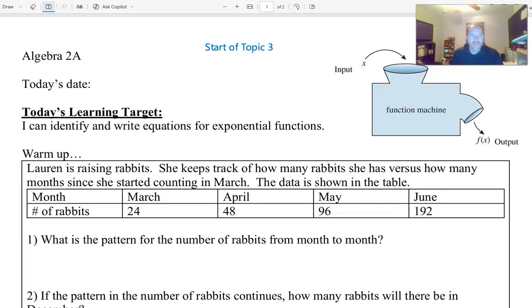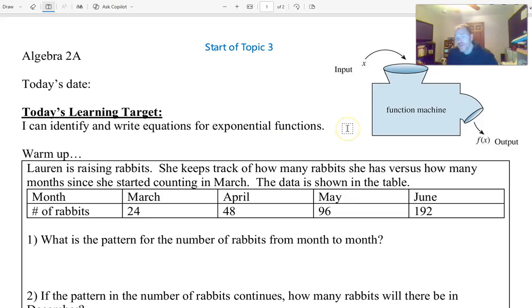Hello, Algebra 2A folks. We are going to do a lesson today. This is the start, the beginning of topic 3, which is on exponential functions. So the learning target for today: I can identify and write equations for exponential functions.